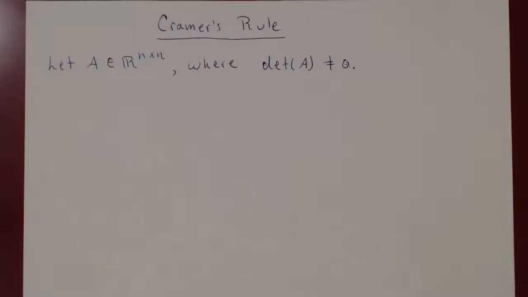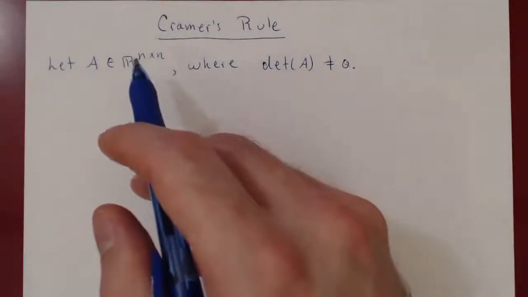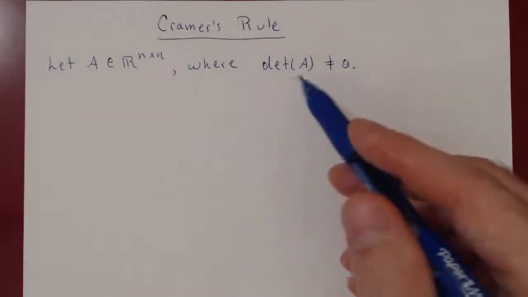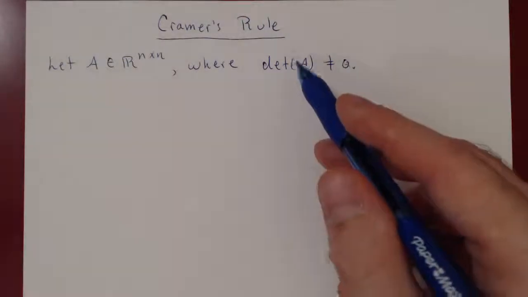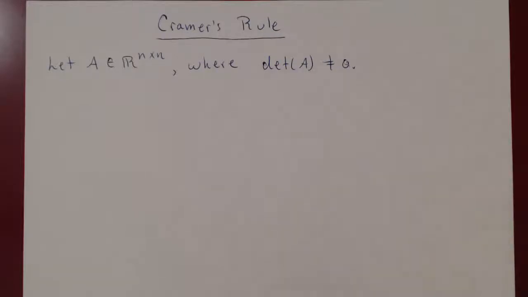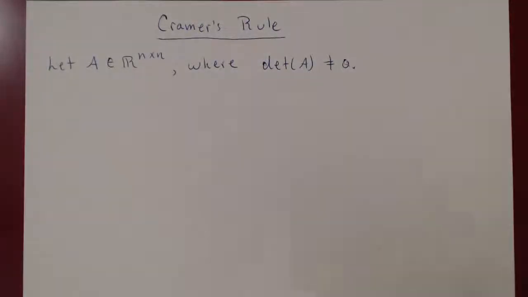So here are the assumptions. We assume we have a square matrix A, so A is an n by n matrix, where the determinant of A is assumed to be non-zero, right? And if you remember, the fact that the determinant of A is not zero implies that A is an invertible matrix. Consider now a square linear system where the matrix A is the matrix of coefficients of the linear system.